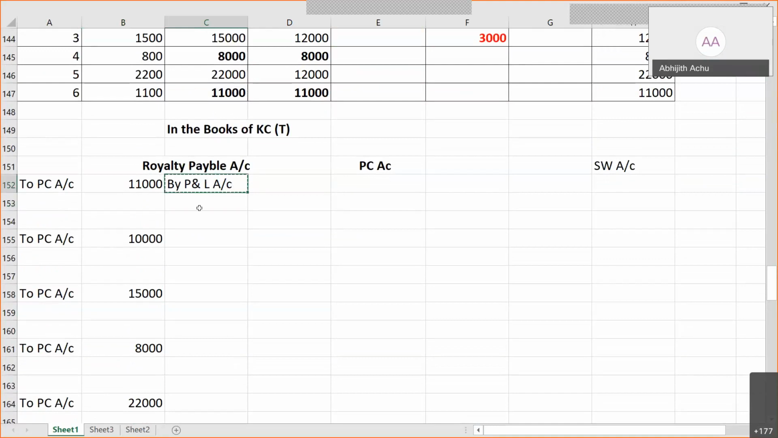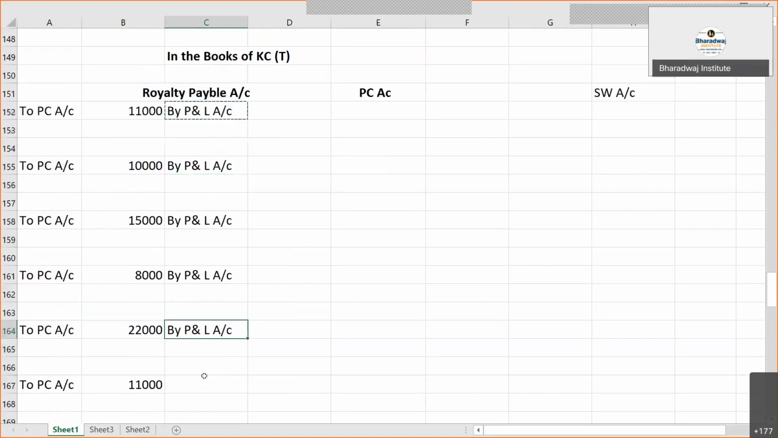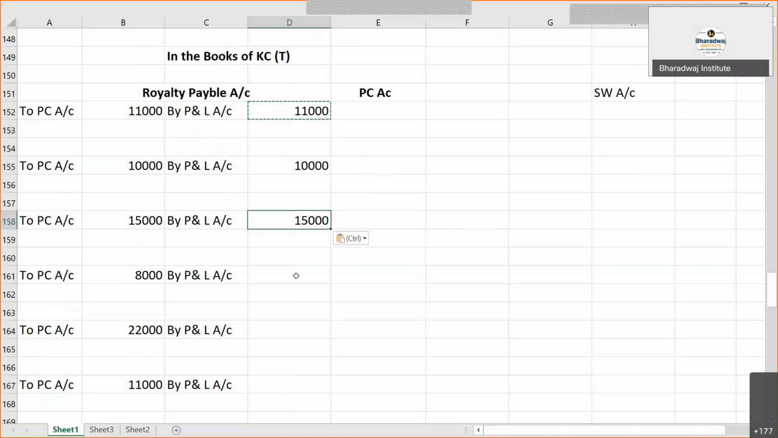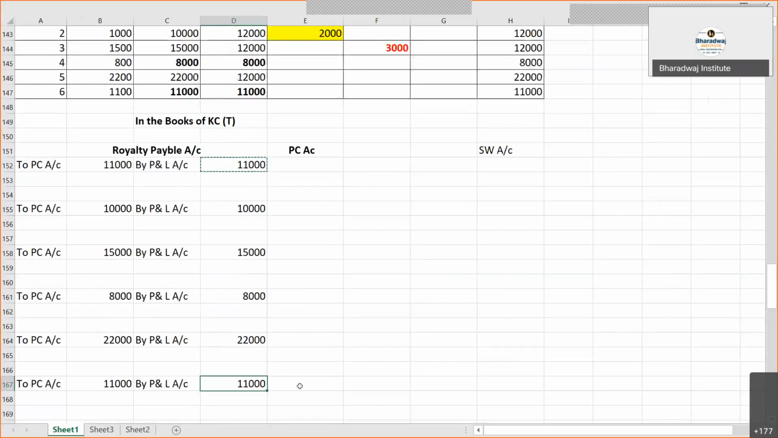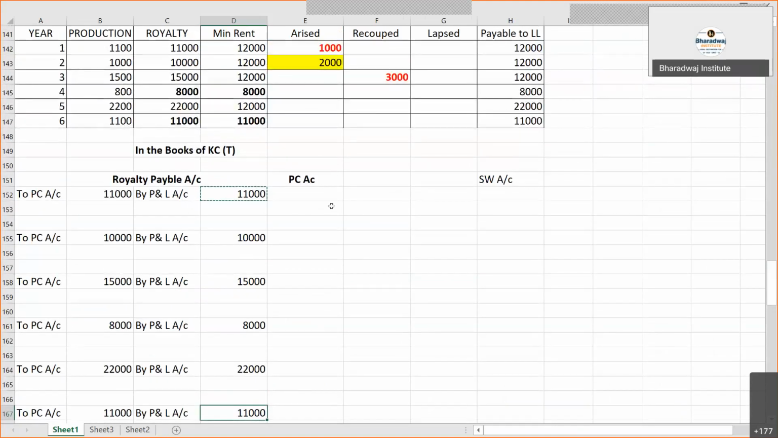This expense, royalty, will be transferred to which account? P&L account. Sir, what about short workings and amount paid? That is different. We'll record it separately. Whatever may be the amount, the royalty will be transferred to P&L account. Any doubt in this? Royalty is an expense that is transferred to P&L account.